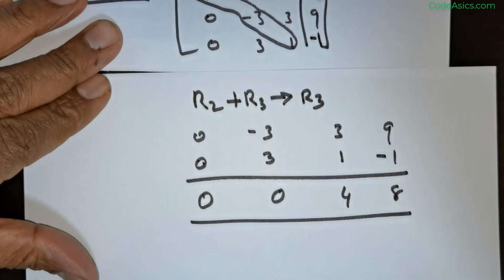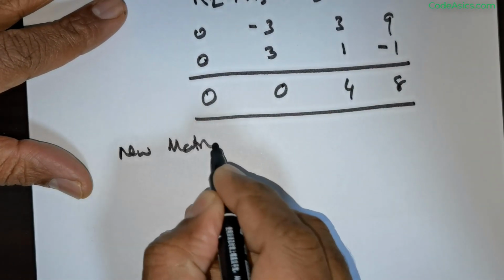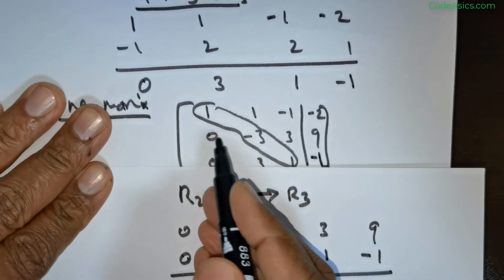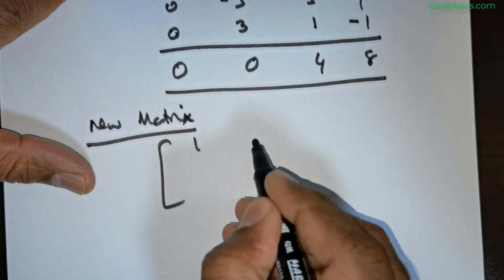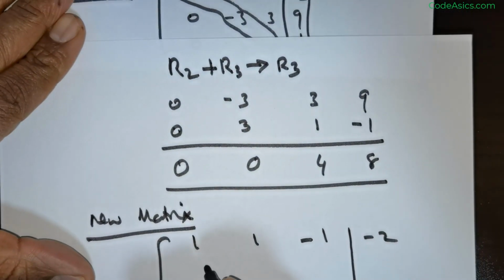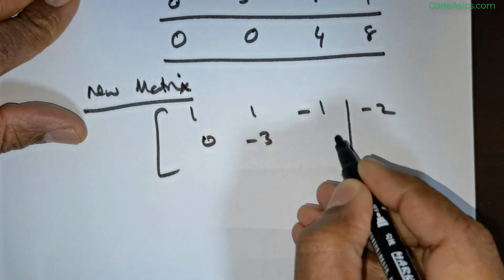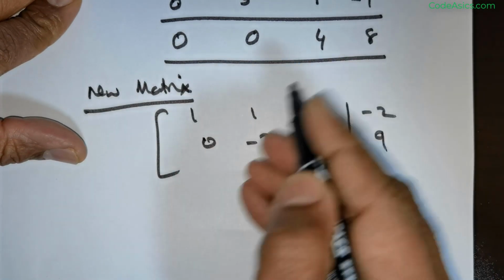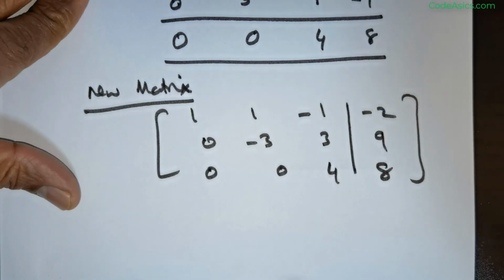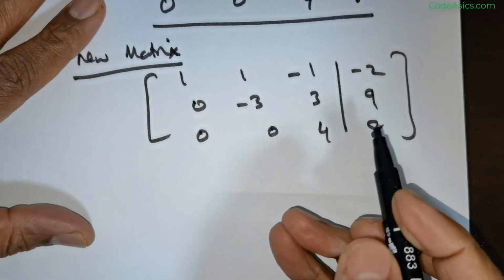So let me write down the new matrix. R1 stays as it is, so 1, 1, negative 1, draw the vertical line, negative 2, and R2 is 0, negative 3, 3 and 9. My R3 is 0, 0, 4 and 8. Okay, so fair enough, we have got that matrix, and the elements below the main diagonal are all 0.